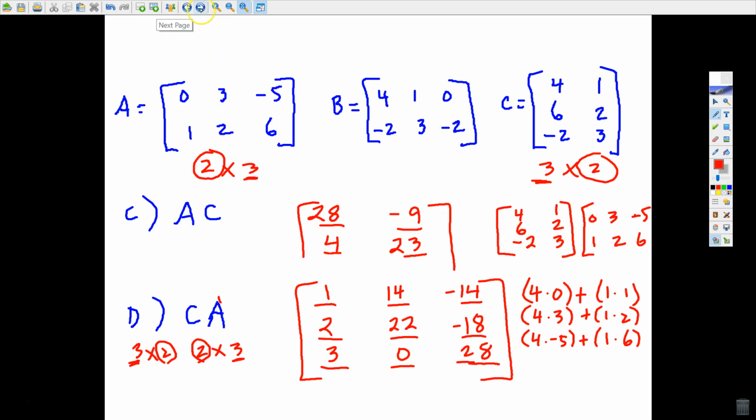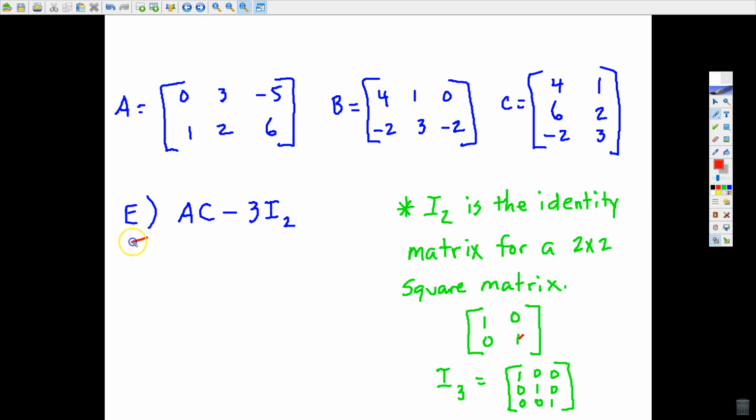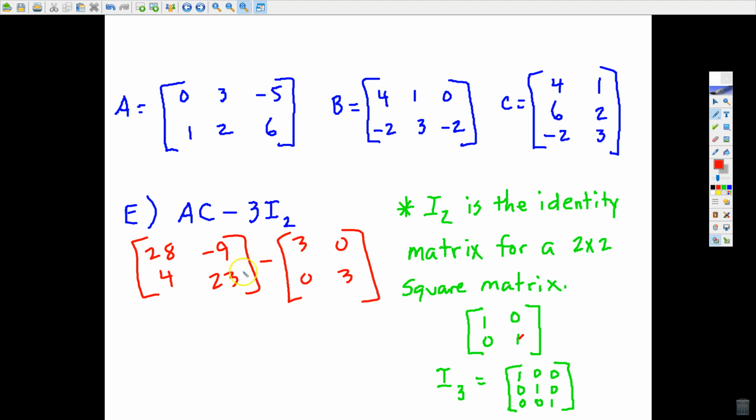Maybe look at your notes. Let's see, 28, negative 9. And then what's that bottom row? 4, 23. And now we'll do scalar multiplication. 3 times this identity matrix. That's pretty easy. So it'd be 3, 0, 0, 3. And now you just do the subtraction. And I think you could probably handle that. Adding and subtracting is really simple.